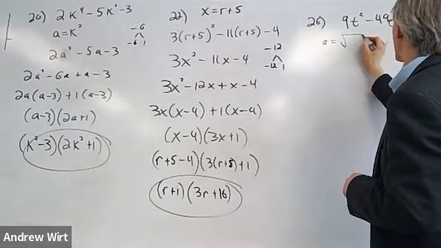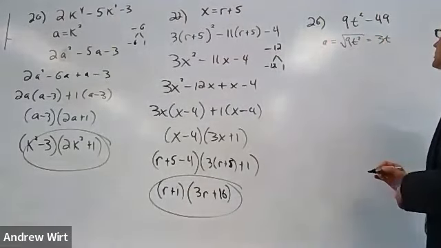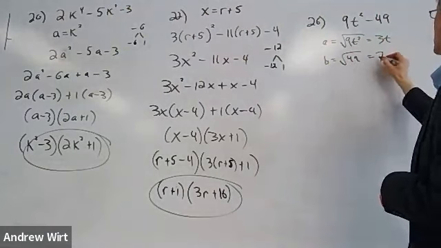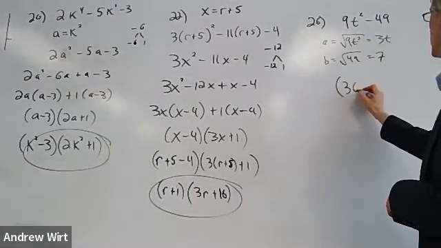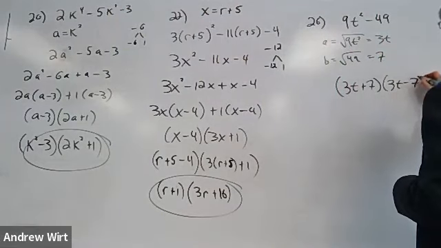So a is going to be the square root of the first term, so that's 3t, and b is the square root of 49, which is 7. There's a and b, so stick them in the formula: 3t plus 7 and 3t minus 7.